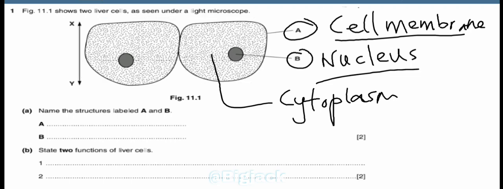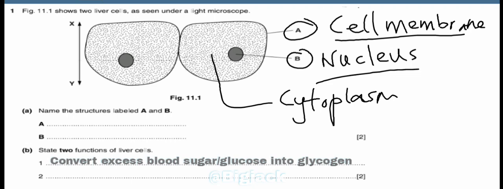So the first one, we are going to say when there is a high level of blood sugar in your body, you are going to find that the pancreas secretes what we call insulin. The insulin is just a hormone. And the work of this insulin is to convert excess glucose or blood sugar into glycogen. This glycogen is just the form in which carbohydrates are stored in humans. Now, to answer this question, we are going to say the liver cells convert excess blood sugar into glycogen.